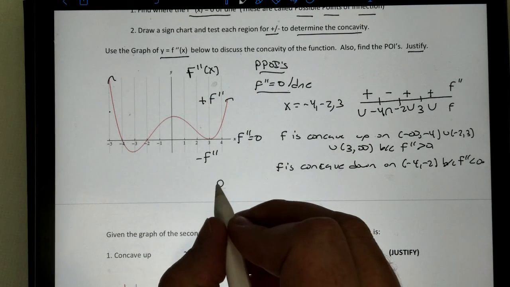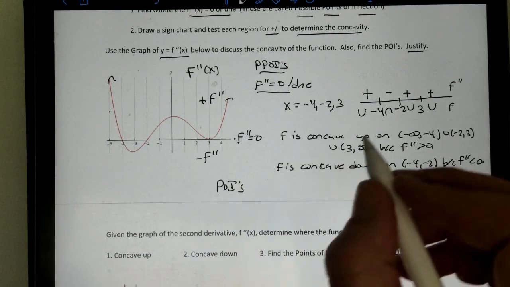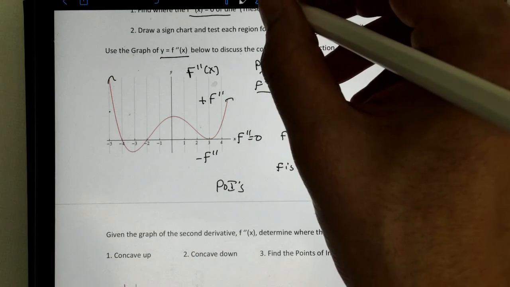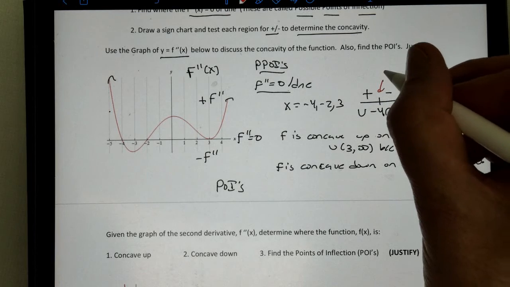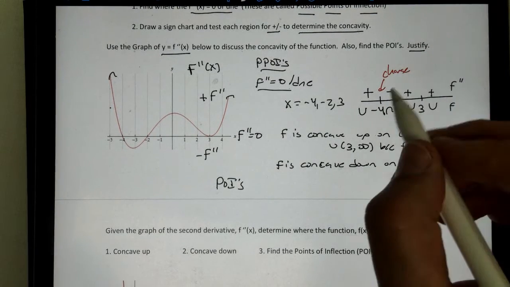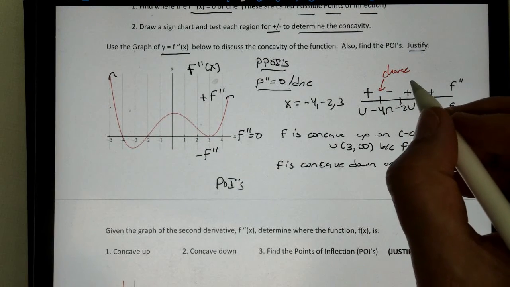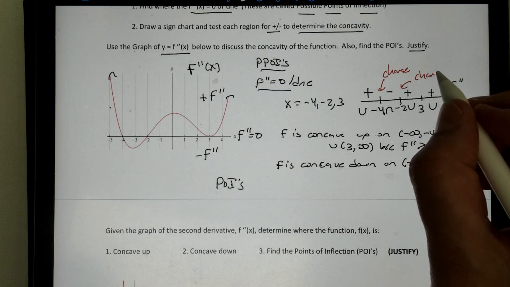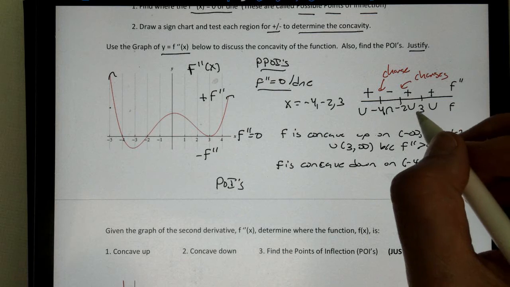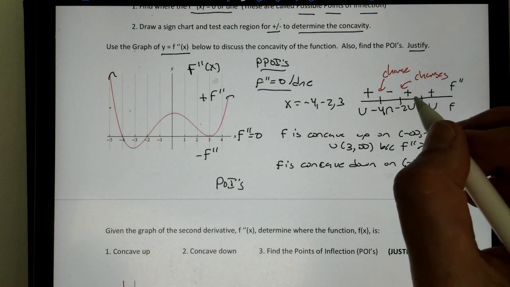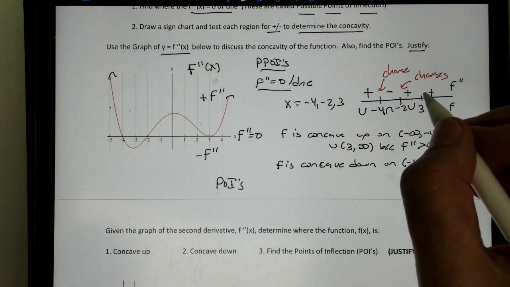But now let's take a look at our POIs. For this, we only want to find the place where it changes. And take a look. Here, it changes. I'm going from concave up to concave down. At negative 2, it changes. We're going from concave down to concave up. Notice, it does not change at x equals 3. It stays concave up on both sides.